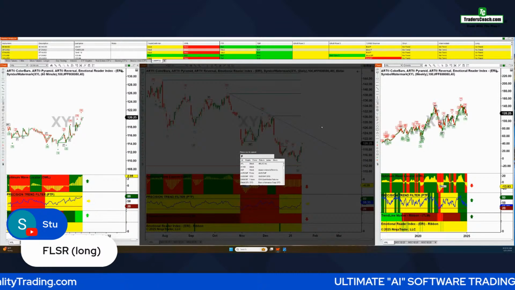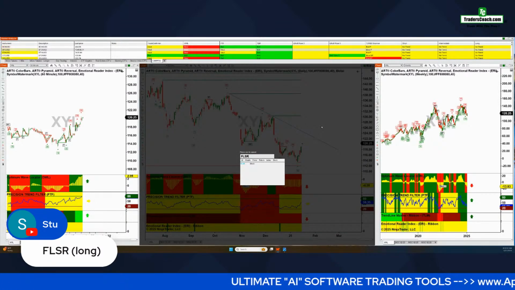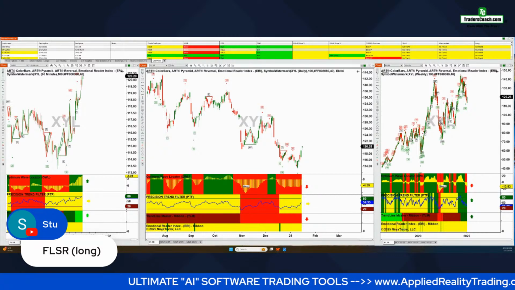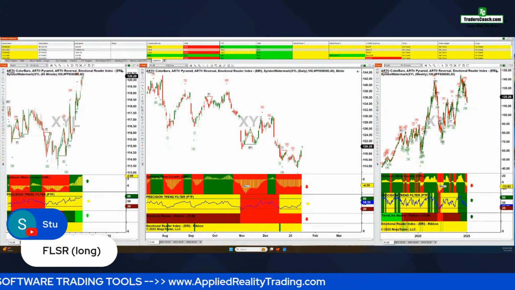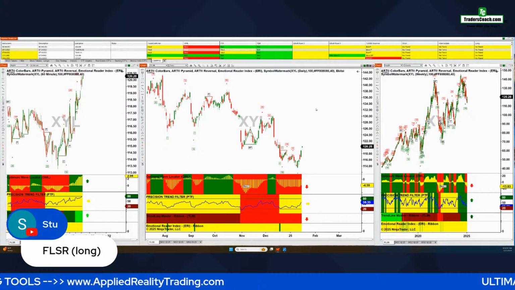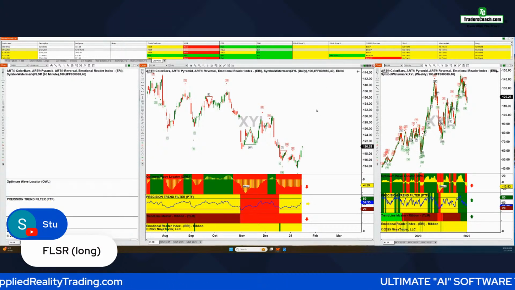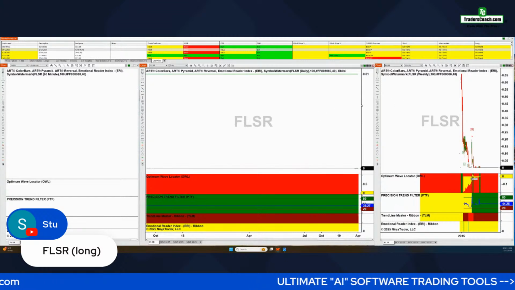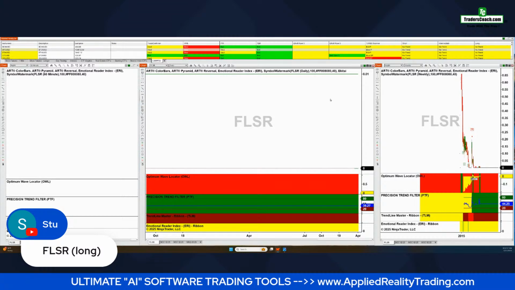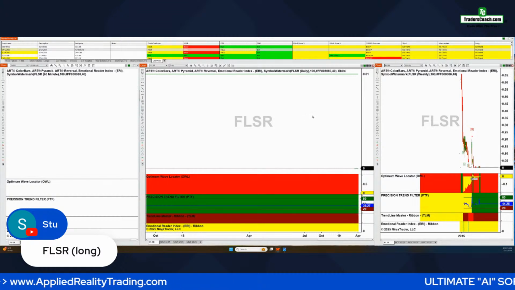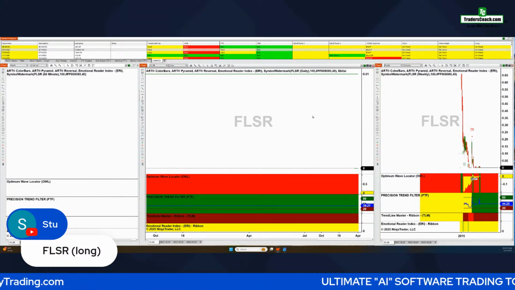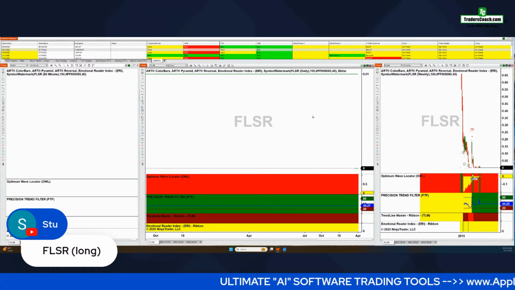FLSR. Let's see what we got cooking there. Give that a second to load. Did I type it in wrong? FLSR. Stuart, it's not showing. Check the symbol. I think I typed that in right. FSL, yeah. All right, give that a check. Anybody else? I've got a couple of minutes left.